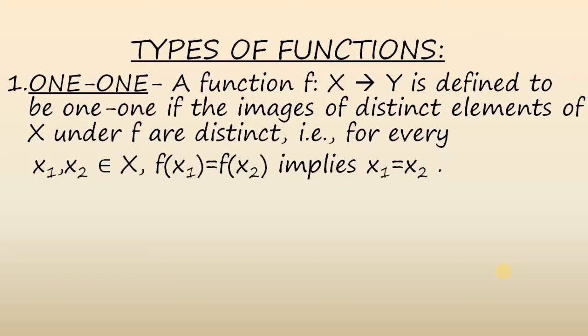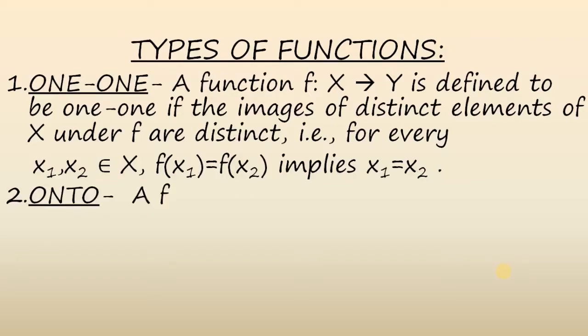So what do they mean that images of distinct elements of x under f are distinct? Here they're referring to the domain. All the elements in the domain, or on the left hand side, that is your set A, which we just saw, or your input set, must have unique relations. So all the elements must be occupied, that is all.